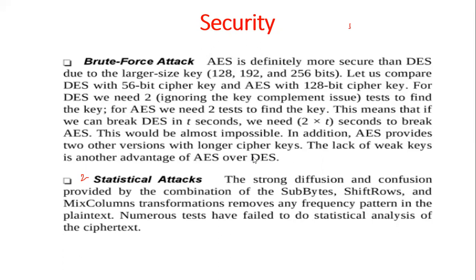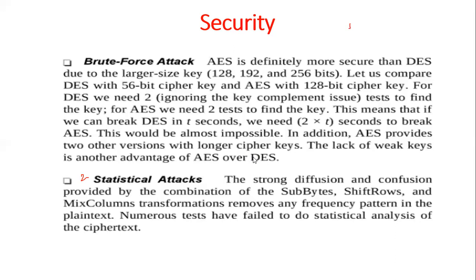If we compare DES with a 56-bit cipher key and AES with a 128-bit cipher key, for DES we need to try 2 to the power 56 keys to find the key. For AES, we need 2 to the power 128 tests to find the key. This means that if we can break DES in T seconds, we need 2 to the power 72 times T seconds to break AES. So this is practically impossible. So a brute force attack is not possible in AES.